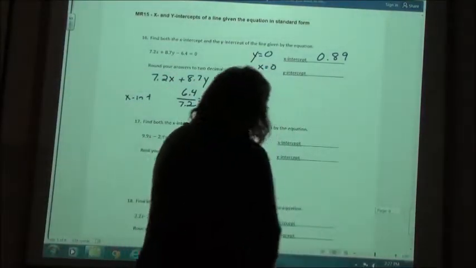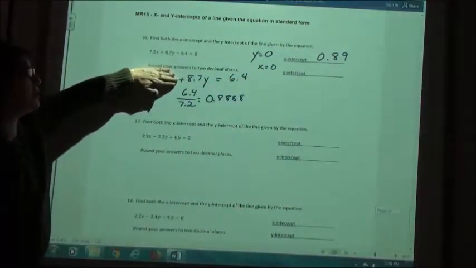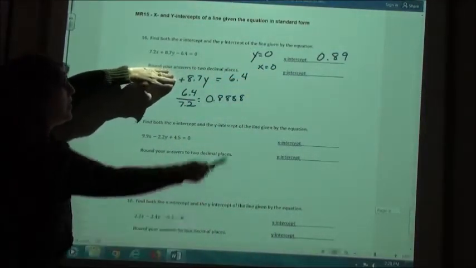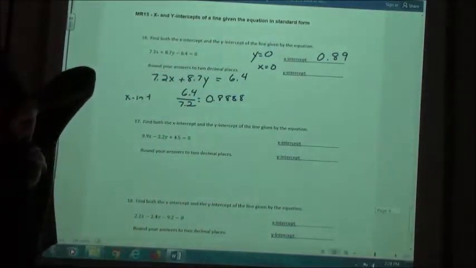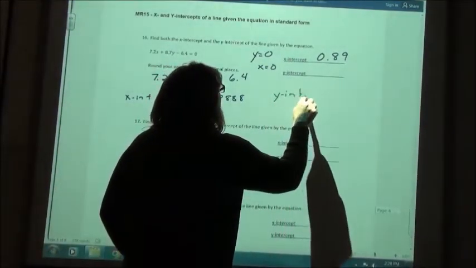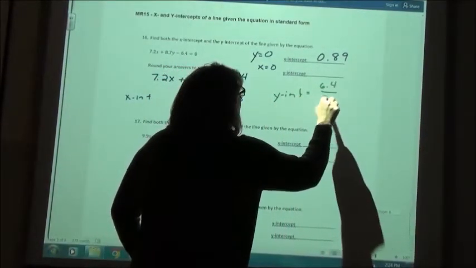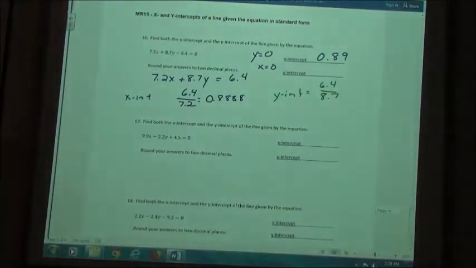Now on my y-intercept, I'm putting 0 in for the x. So if I cover up the x term, again, all I'm going to end up doing is taking that n number divided by my coefficient of my y. So for my y-intercept, 6.4 divided by my 8.7. Again, I just use my calculator, unless you really like to do long division.